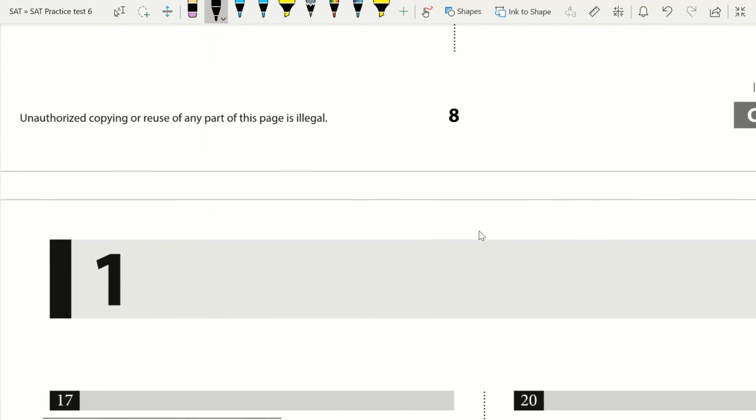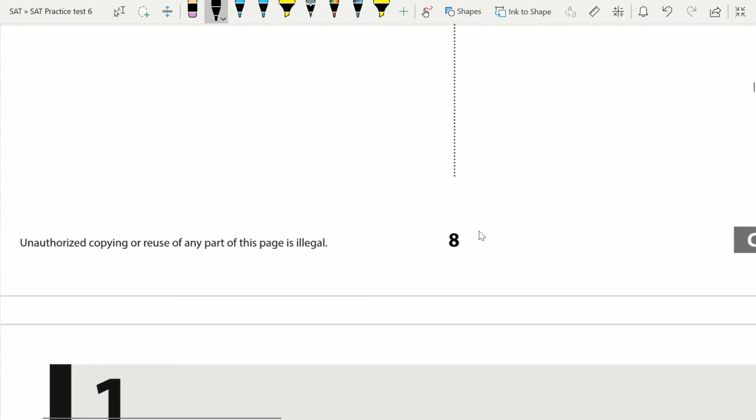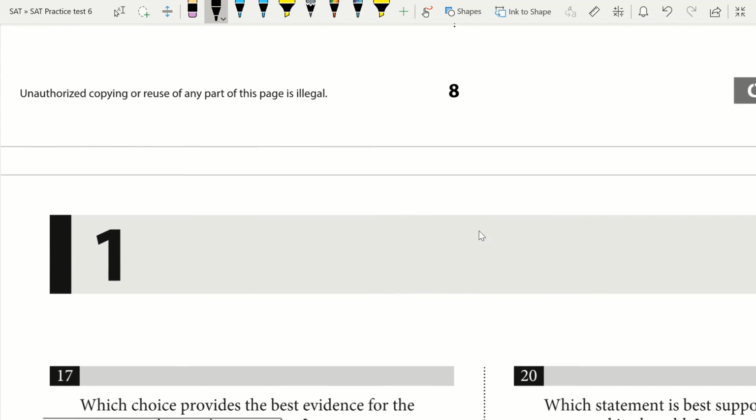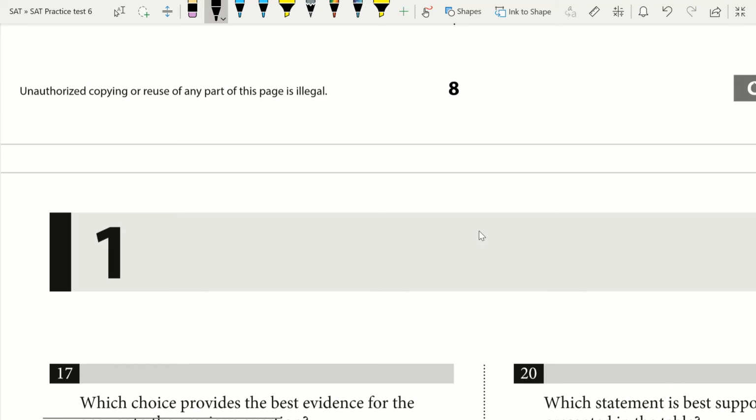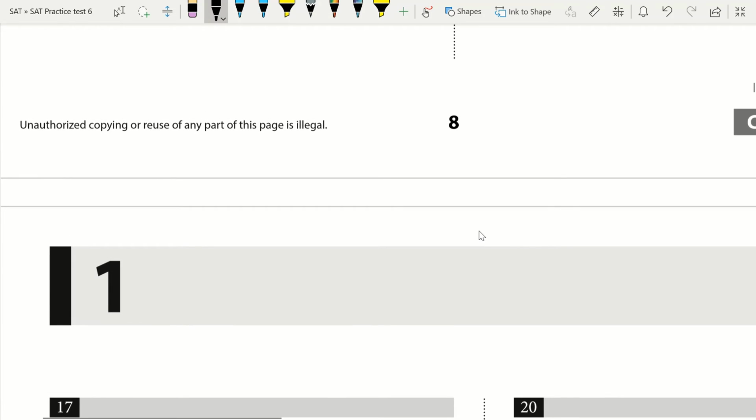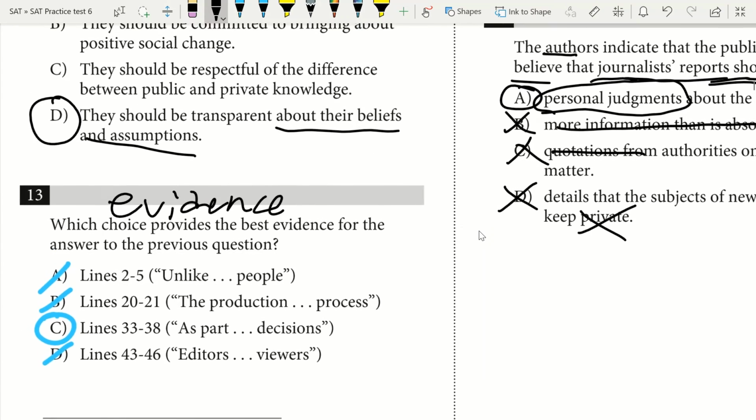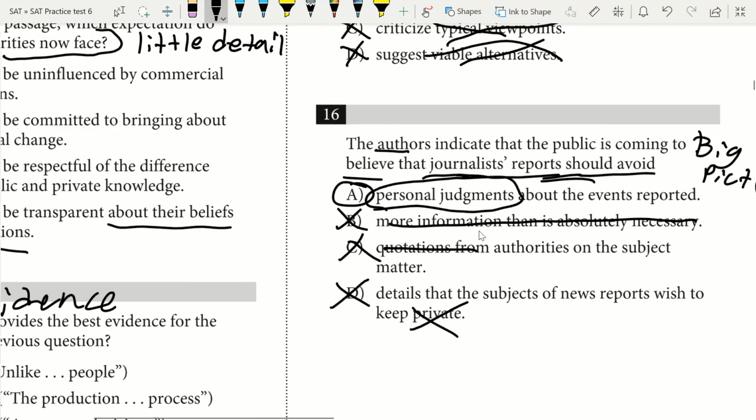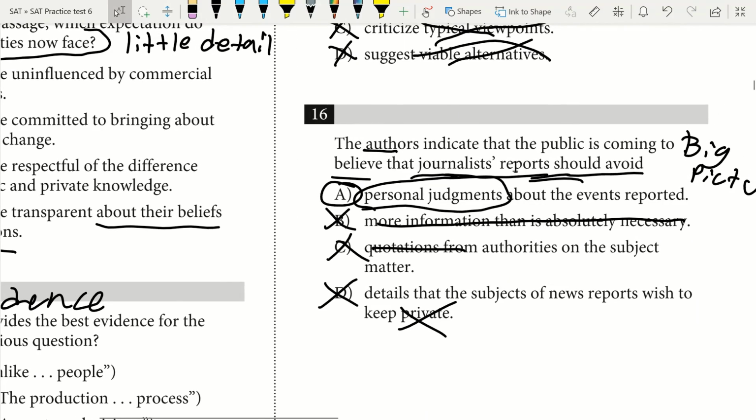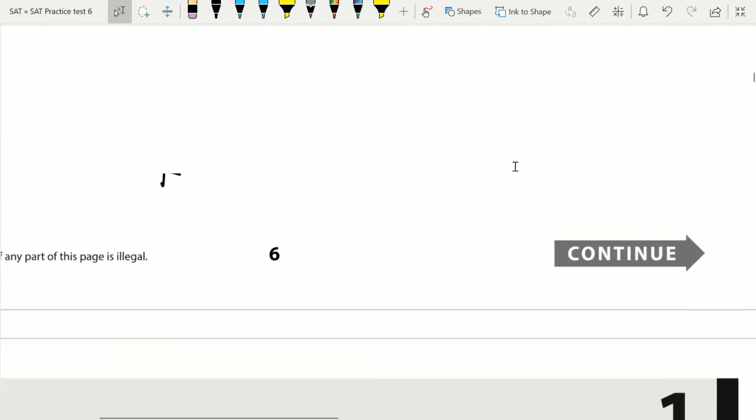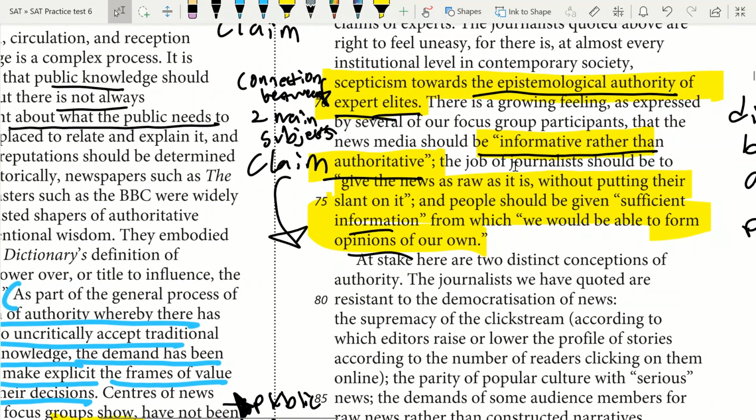I see you got evidence for the next one. And I just want to show you, the reason I'm not showing you the lines for that is because I want to show you how it's possible to find those lines of evidence without looking at the lines, so you can really come up with your own answer choice there. Okay, so if we really think about what's going to support our answer for 16, personal judgments about events being reported, that's where we talk about consumers wanting that raw information. So let's just go find where we talk about that.